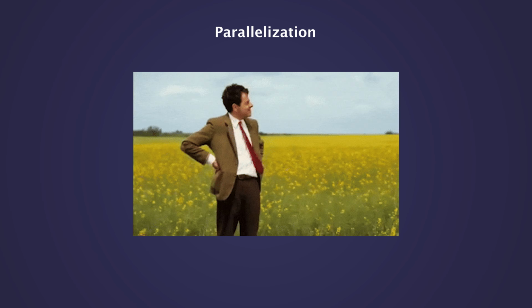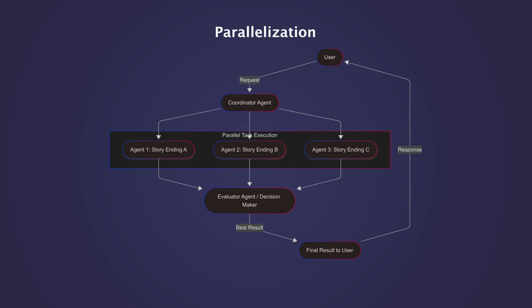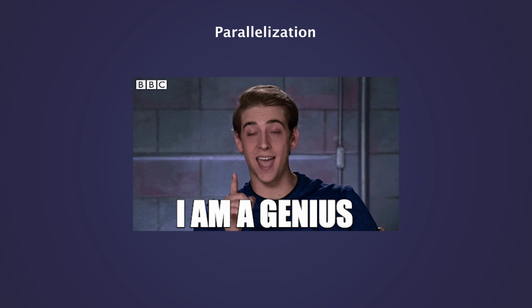Why wait for tasks that can be run side by side? With parallelization, you can run multiple agents at once. Maybe you want to generate multiple story endings and pick the best one. Or you have multiple subtasks that don't depend on each other. This pattern scales like a boss. You'll save time, get varied perspectives, and brag about your insanely parallel AI architecture at meetups. Just be prepared for some intense concurrency memes.